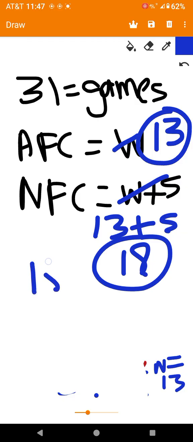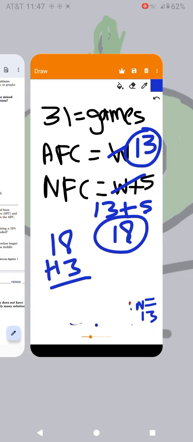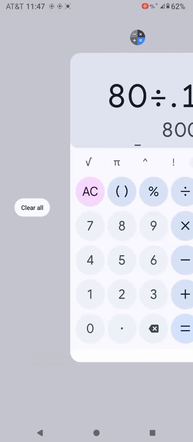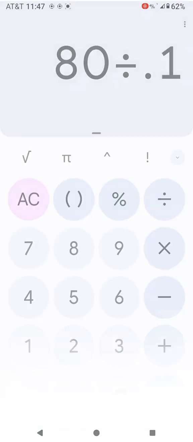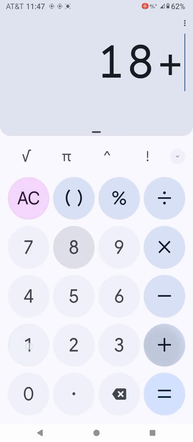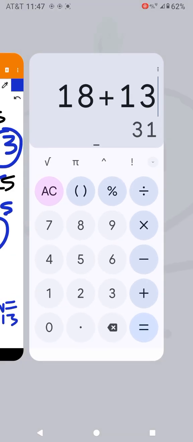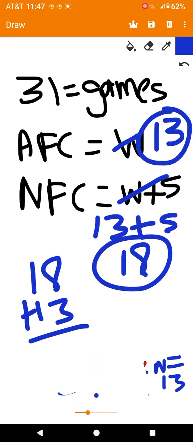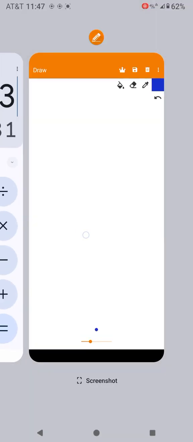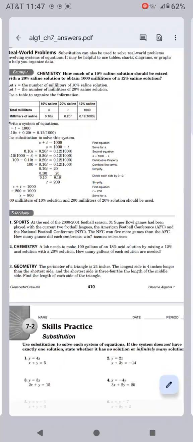And of course, we can check our answer by doing 18 plus 13. Of course, you can do this in a calculator. Let's do that. So 18 plus 13 should be 31. And it is, so that is correct. All right, let's look at the next one.